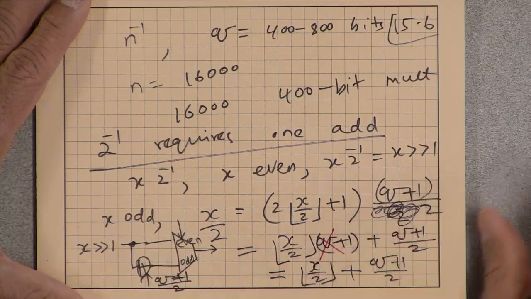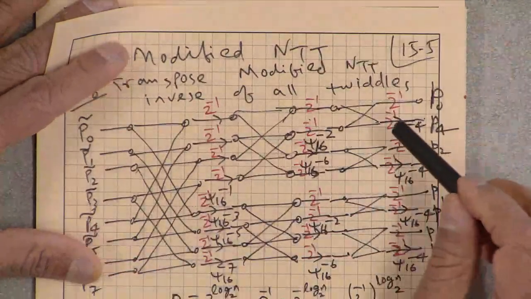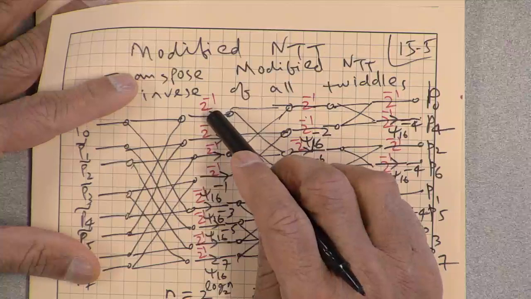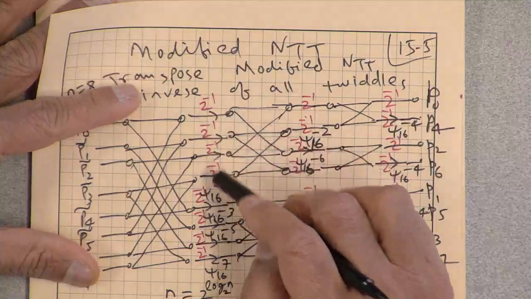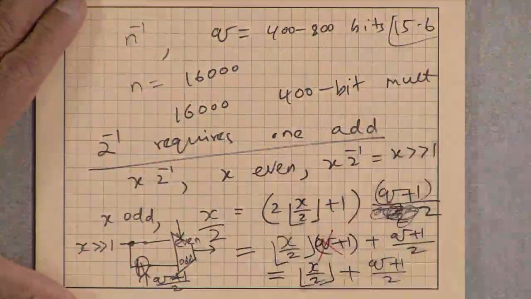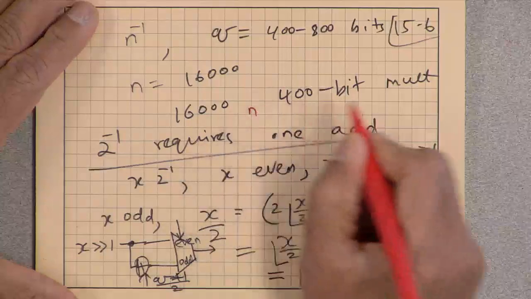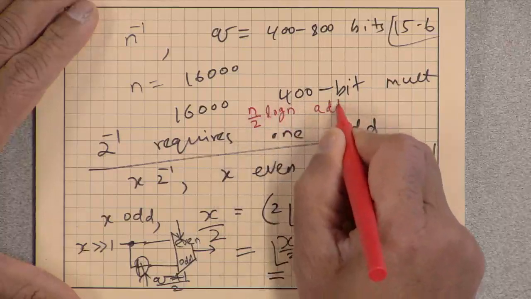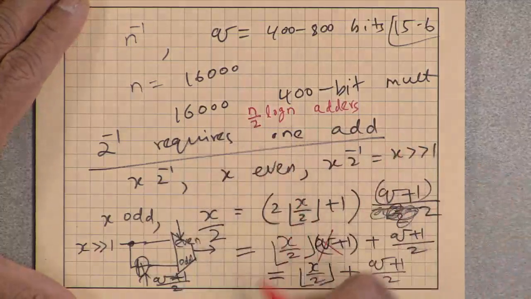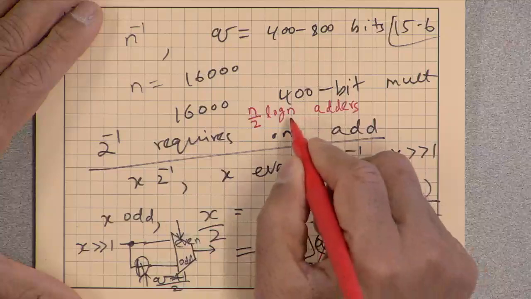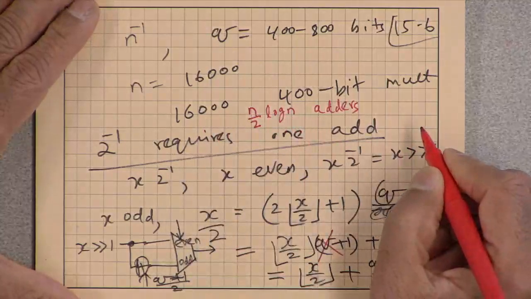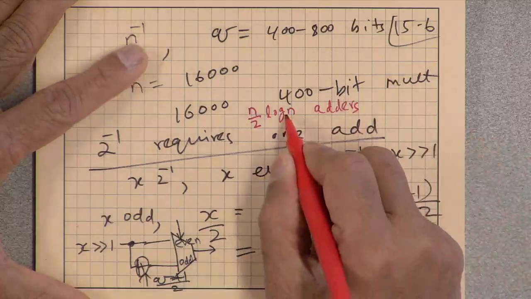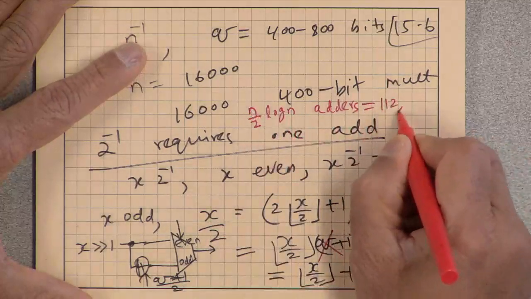So now if I go back to the previous example, I had log n stages, and in every stage I need n by 2. So these 16,400 bit multiplications are now replaced by n by 2 log n adders. That's our savings. For 16,000, that would be 8,000 times log of 16,000, which is 14, since 2 to the power 10 times 2 to the power 4. So 14 times 8,000, that's 112,000 adders.